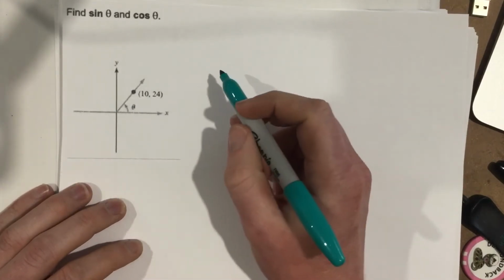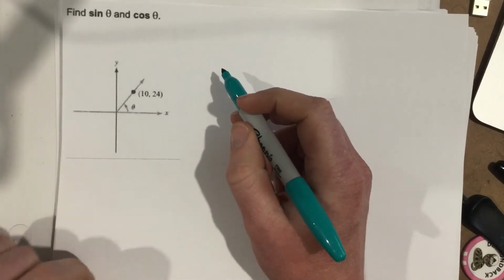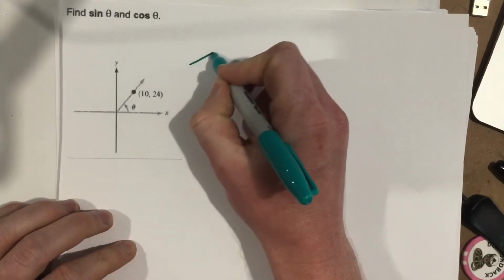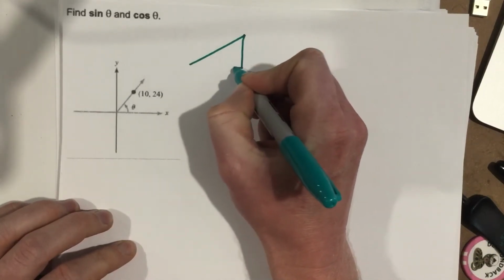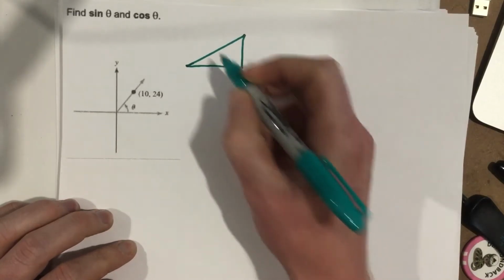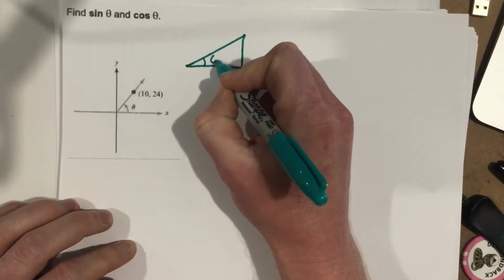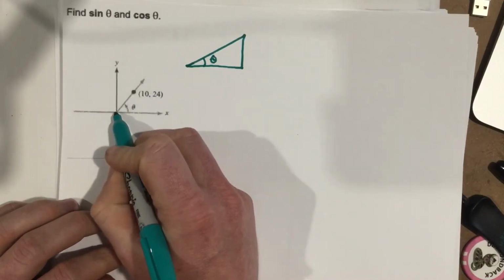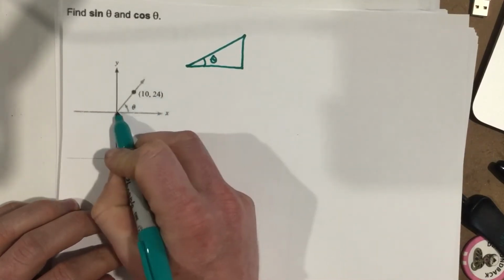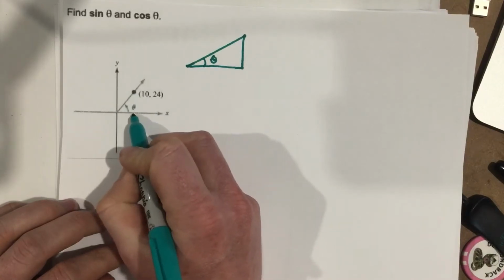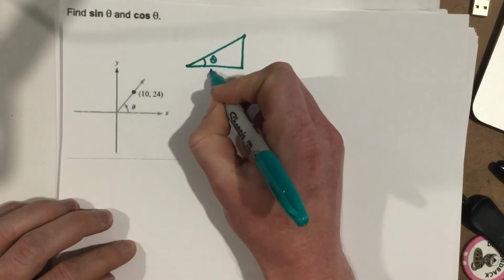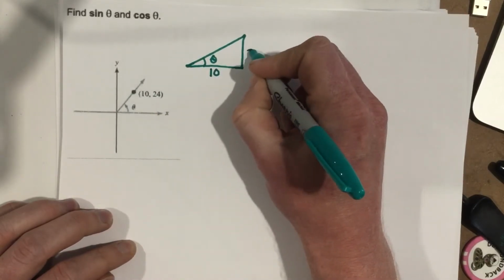First thing you want to do in this problem is rewrite the problem like a triangle. So let's draw this in triangle form where this is theta. They say (10, 24). Well, remember this is (0, 0). So (10, 24) says that this point is moved over 10 to the right and then up 24. So that means that this is 10 and this is 24.